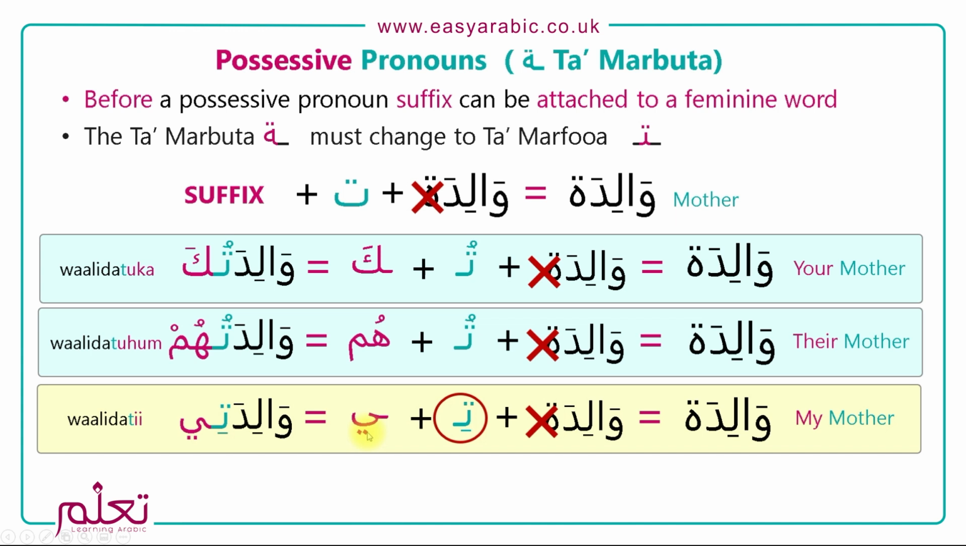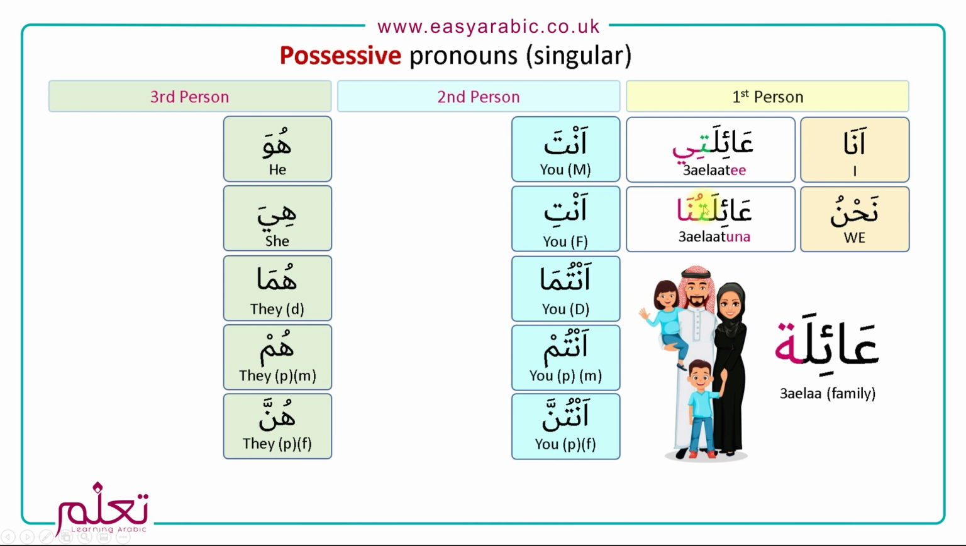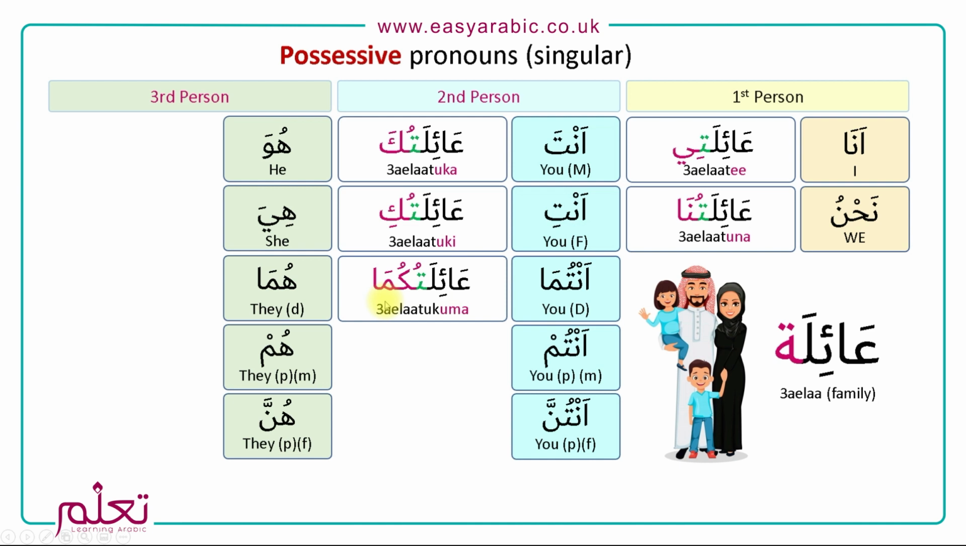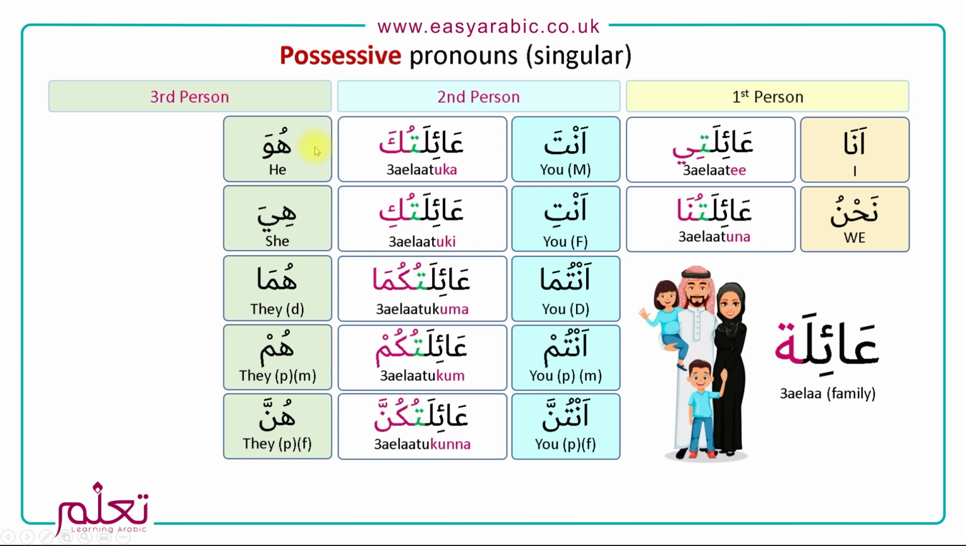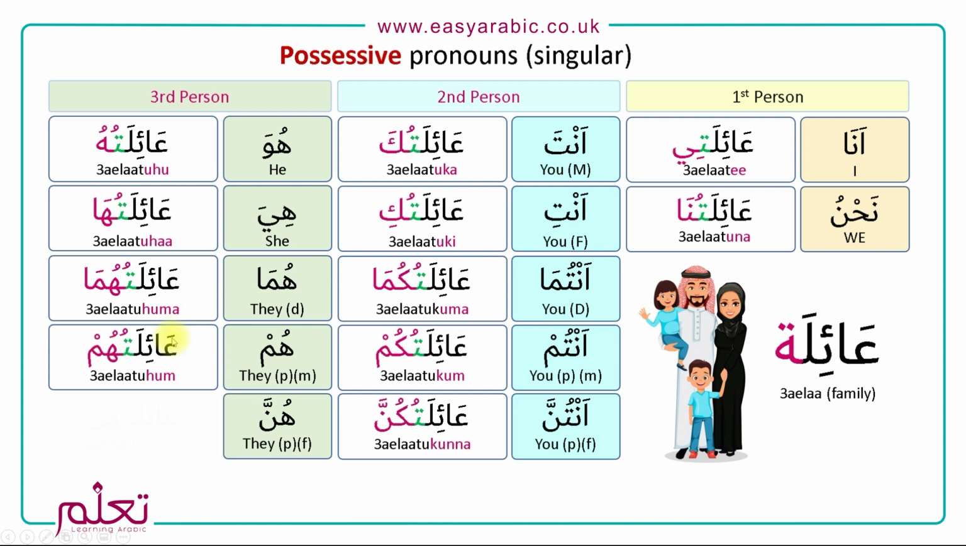Okay, so let's look at an example. Here, a'ila is the family. So I'm going to say here, ana, and then we say a'ilati, my family. Nahnu, our family, would be a'ilatuna. Okay, so the only difference here really is that we change the ta marbuta to a normal ta. Okay, your second person, anta, a'ilatuka, a'ilatuki, a'ilatukuma, a'ilatukum, and a'ilatukunna. Third person, a'ilatuhu, a'ilatuha, a'ilatuhuma, a'ilatuhum, and a'ilatuhunna. Okay, so a'ilati, a'ilatuna, a'ilatuka, a'ilatuki, a'ilatukuma, a'ilatukum, a'ilatukunna, a'ilatuhu, a'ilatuha, a'ilatuhuma, a'ilatuhum, a'ilatuhunna.